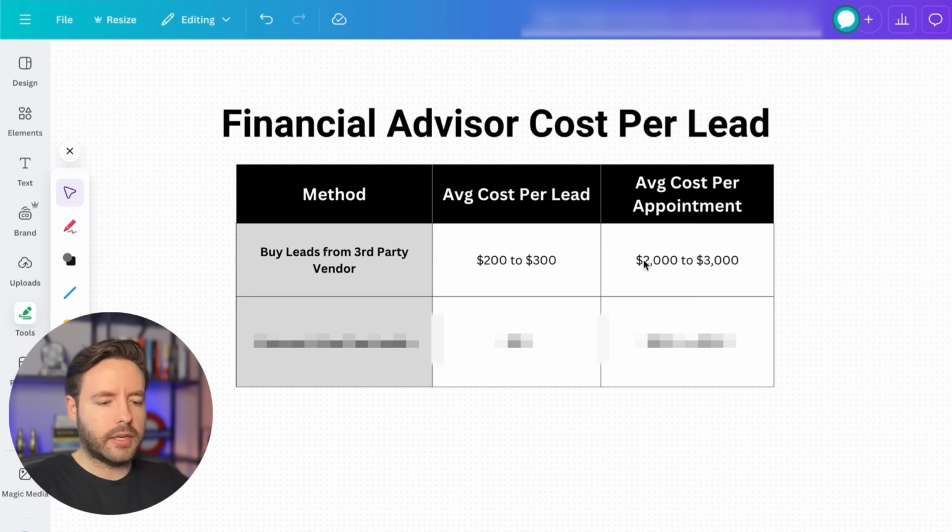Now, let's just say someone, for example, has $500,000 in investable assets, and maybe you sell them an annuity. These numbers can actually still be profitable when it comes to generating leads because the commissions are quite high.